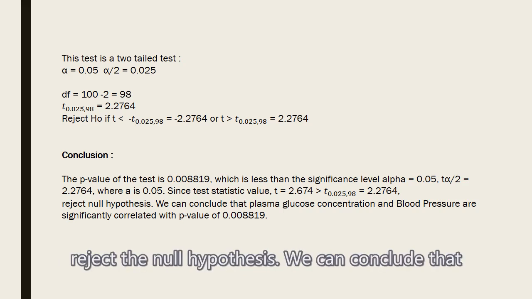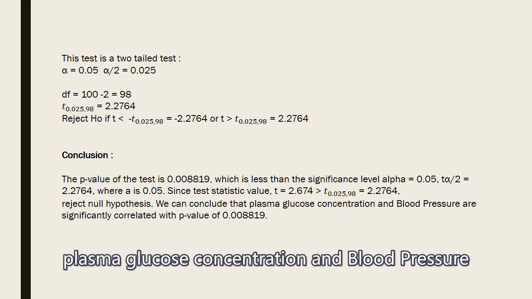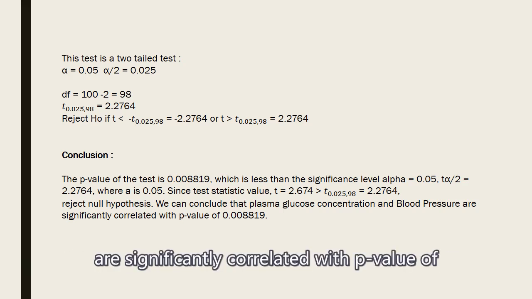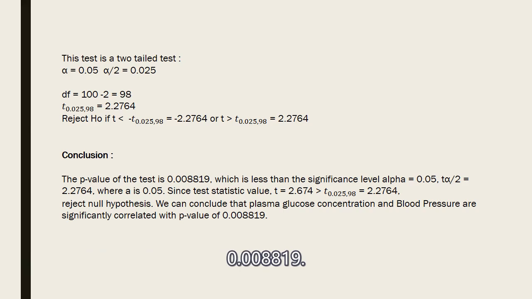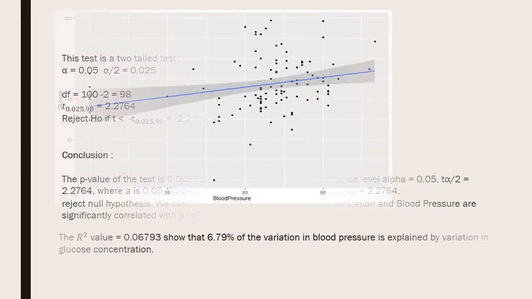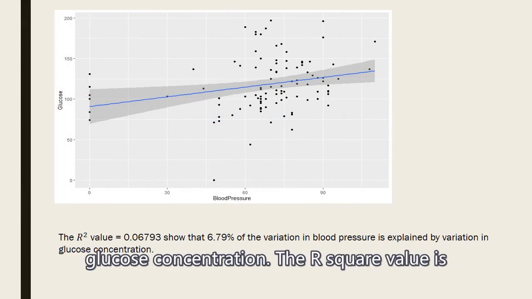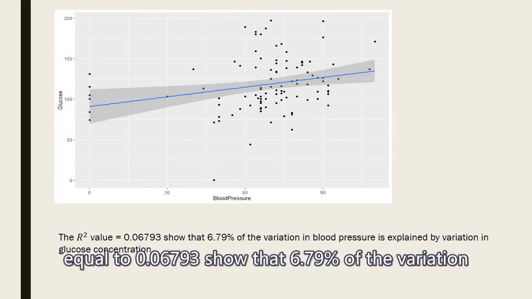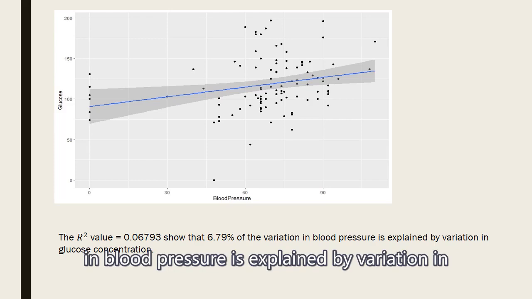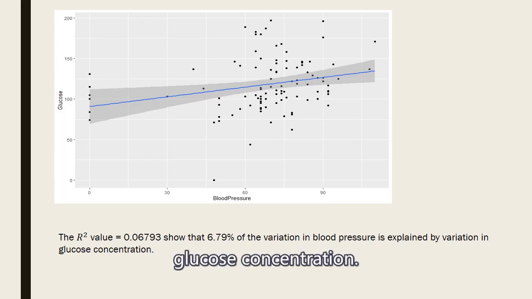We can conclude that plasma glucose concentration and blood pressure are significantly correlated with p-value of 0.008819. This is the graph of blood pressure against the glucose concentration. The R-squared value is equal to 0.06793, which shows that 6.79% of the variation in blood pressure is explained by variation in glucose concentration.